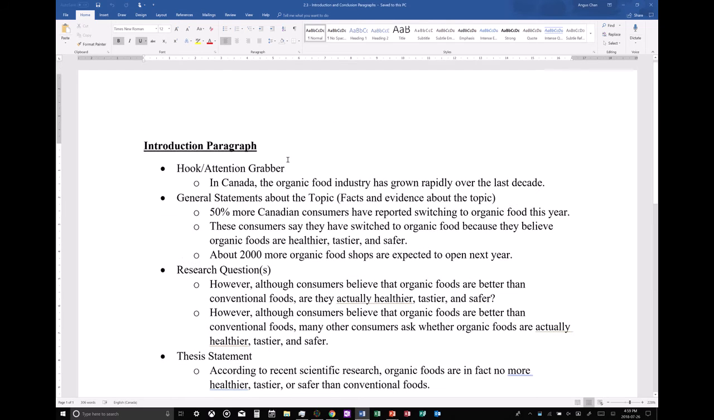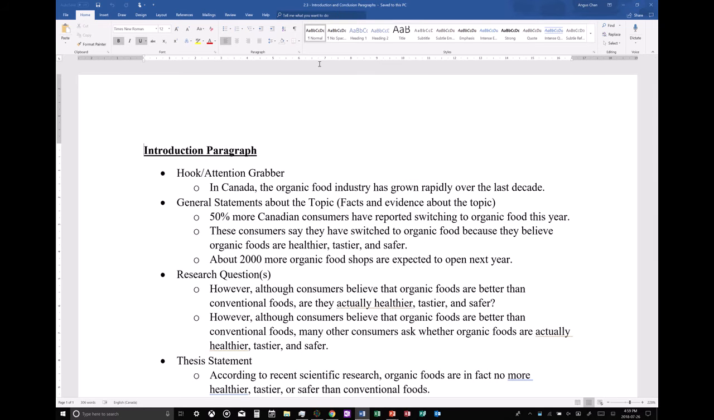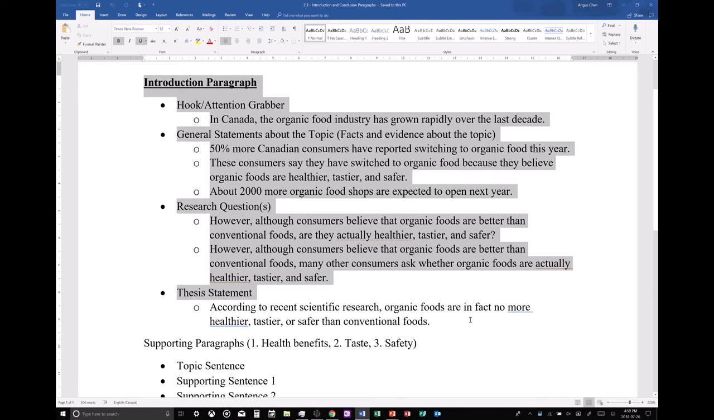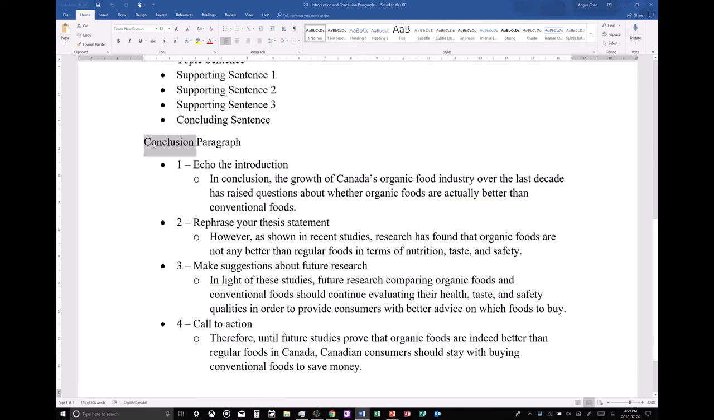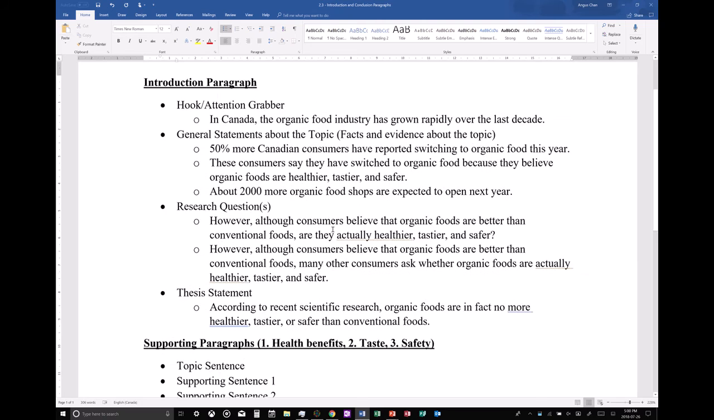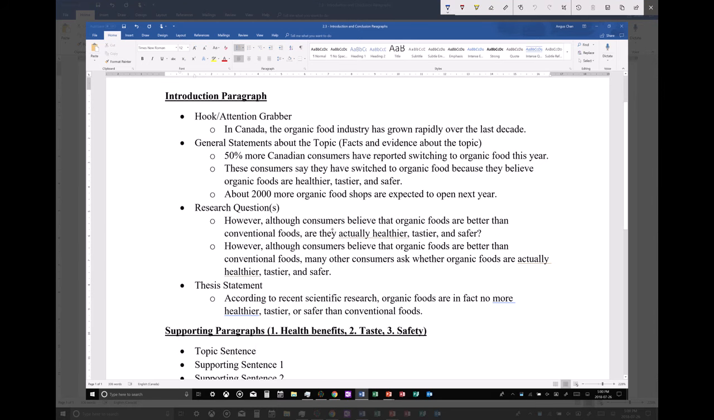So I'm going to use the introduction and conclusion paragraph sample from yesterday, and notice we have the introduction paragraph all set up and we have the conclusion paragraph all set up, but we are missing the supporting paragraphs. So if you remember from yesterday, we have this major claim, this thesis statement right here, comparing organic foods with conventional foods.